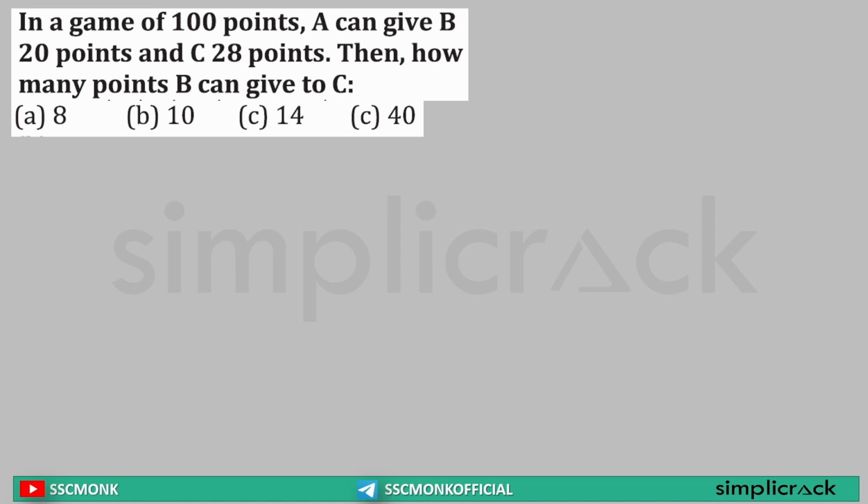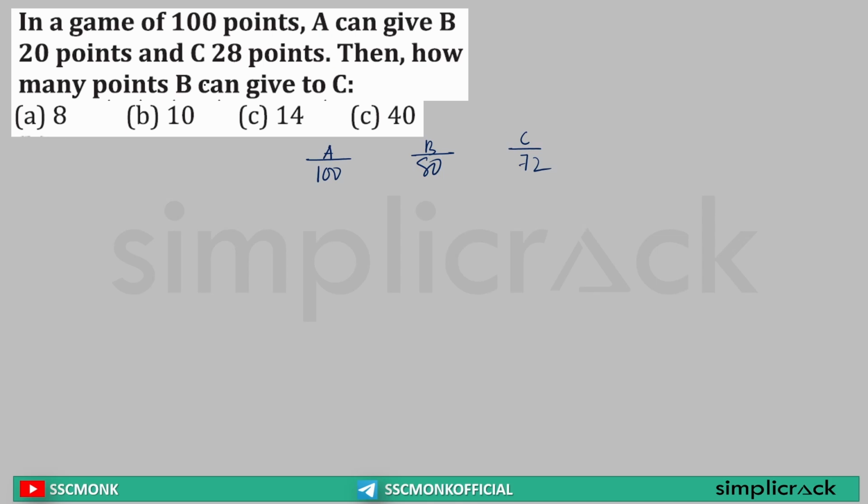Now here you need to understand basic clarity. In a game of 100 points, A can give B 20 points. That means if a game is conducted for 100, A will be getting 100 and B will be getting 80. C will be 28 points. That means C will be getting 100 minus 28, that is 72.